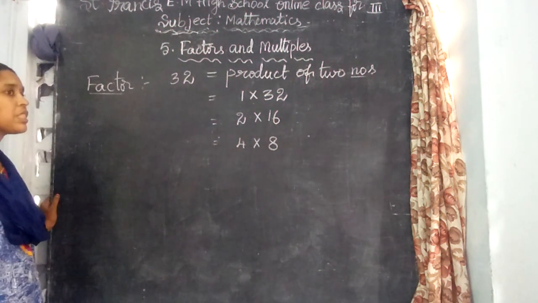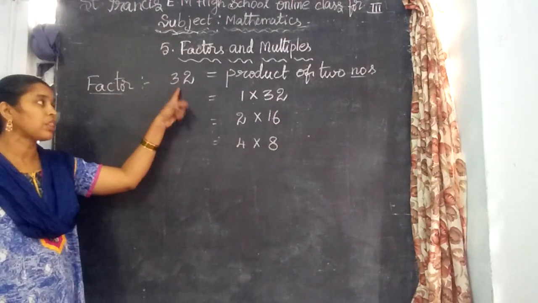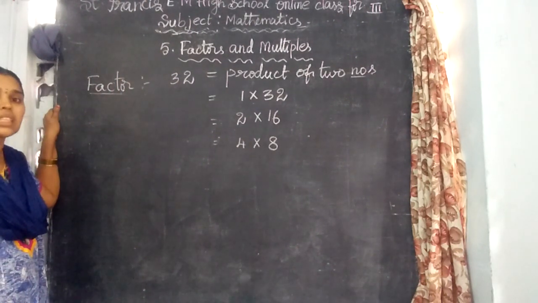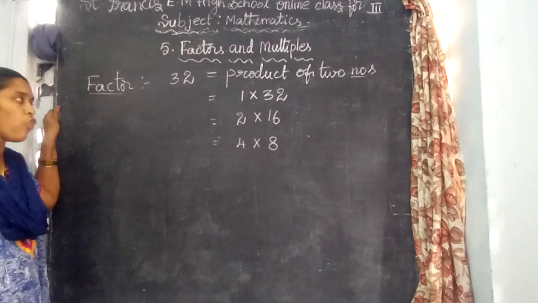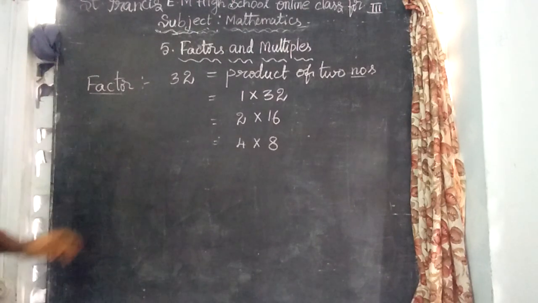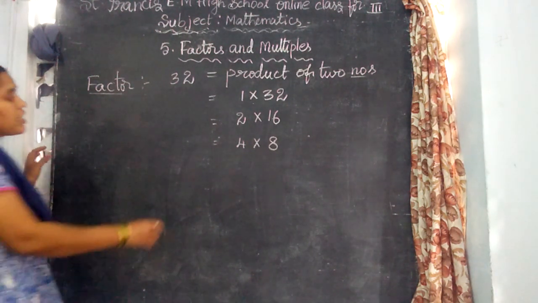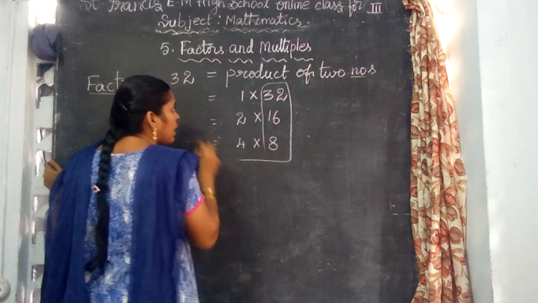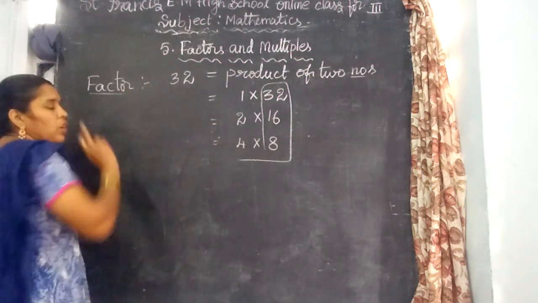Then you go to the next number 7. 7 4s are 28. 7 5s are 35. 32 is not divisible by 7. Then you go to the next number 8. Is 32 divisible by 8? Yes. 8 4s are 32. Right? So the products from 8 onwards are already covered here. See, 8 and 16. No other numbers, if you multiply any two numbers, 32 will not come.